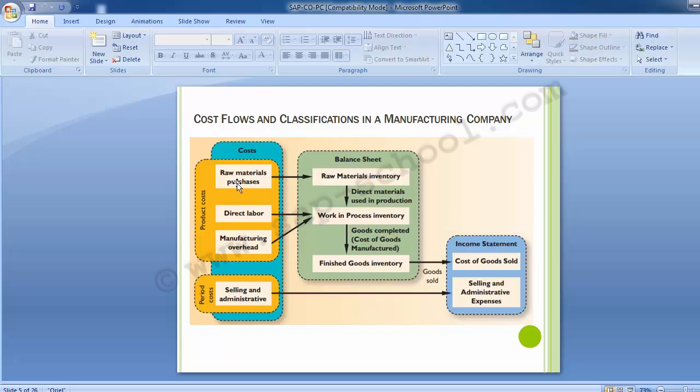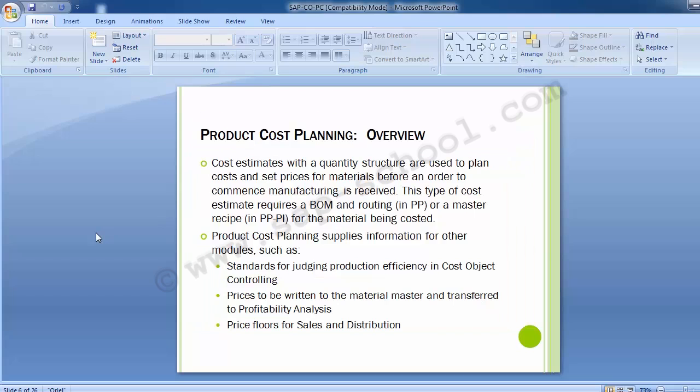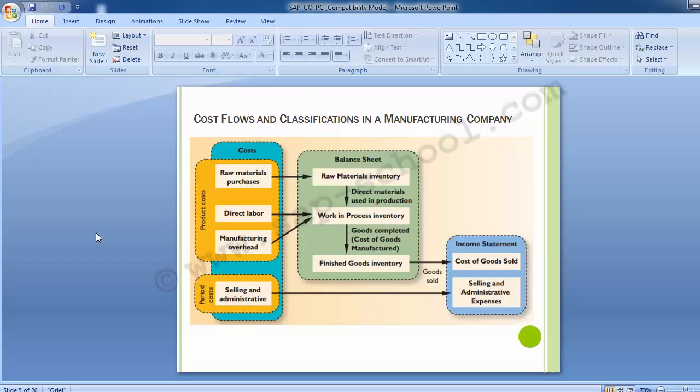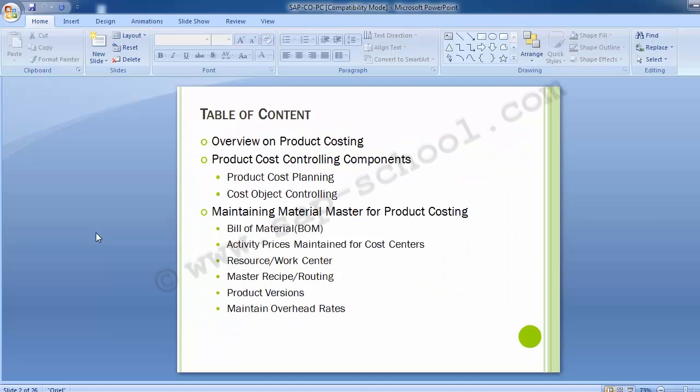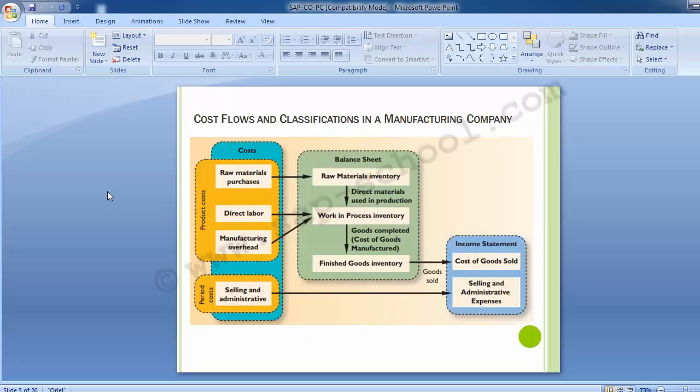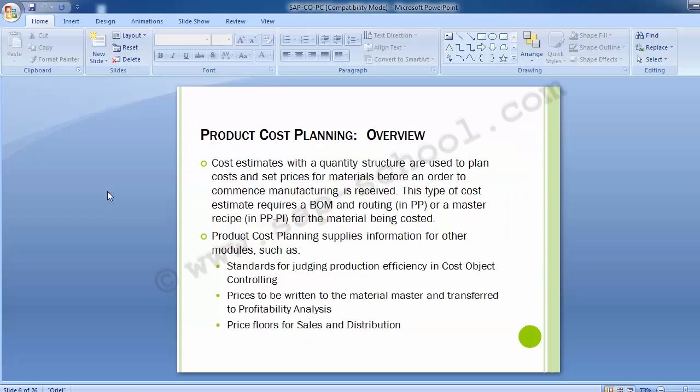Finally, now moving on to the next, the cost center components. As in the table of contents, we discussed that product cost controlling is divided into two components. One is product cost planning and another is cost object controlling. So let's see what product cost planning is all about and what cost object controlling is all about. Product cost planning.